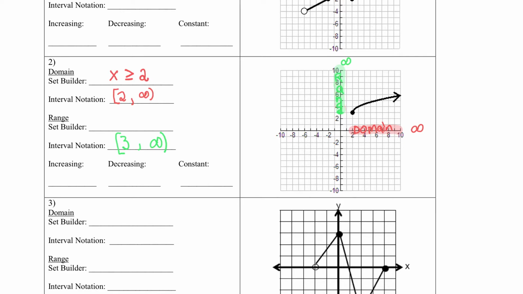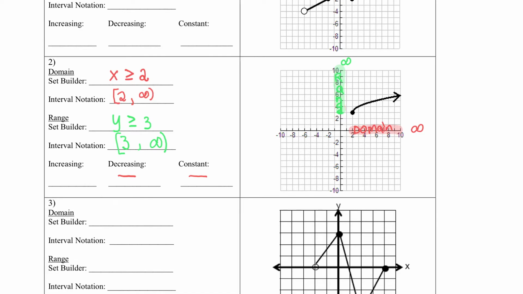Once again, we use this exercise to describe what are the values in the range. We know that it's going to be 3, 4, 5, 6, anything that's between 3 and infinity. So we're going to say y has to be greater than or equal to 3. We don't have a constant, and we don't have it decreasing. And we're going to talk about increase.